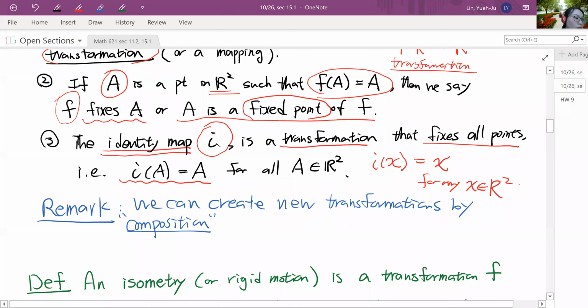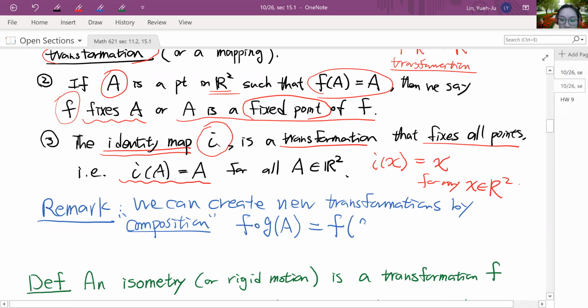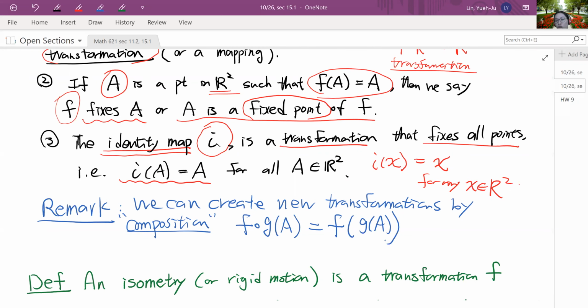For example, we use this notation: F compose G. You first plug in A, this point, into G. This is actually Calc 1. We've seen composition of functions, maps or transformations. So you plug A into G, then you plug G of A into F. Then F compose G is another new function, or new transformation, doesn't matter.